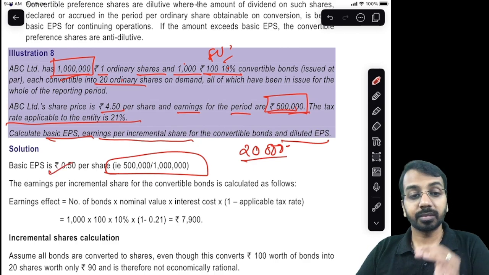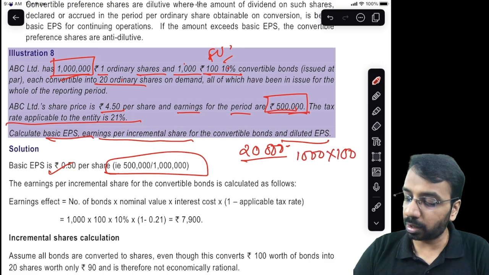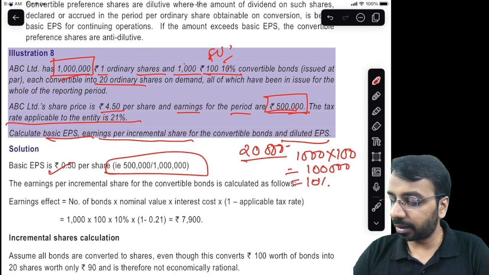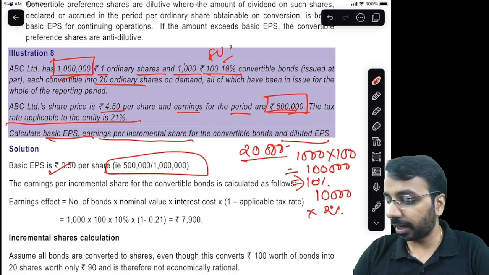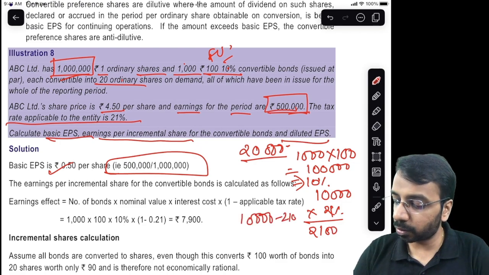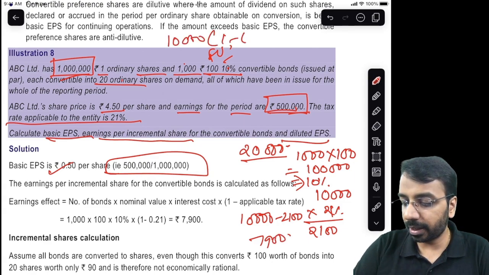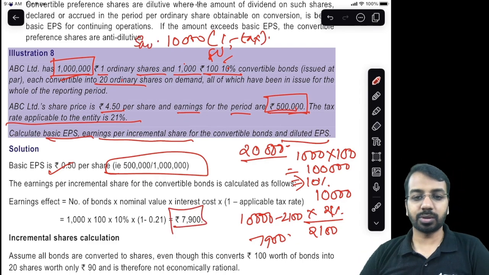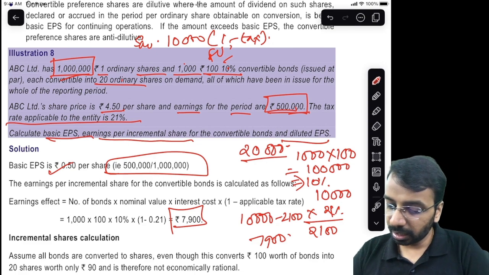Right. Now, what is the impact of conversion? See, we have 1000 bonds of 100 each, that is 1 lakh. On this 1 lakh, we pay 10% interest, that is 10,000. On this 10,000, we save 21% of tax, which is 2,100. So my net expense is 10,000 minus 2,100, that is 7,900. Or what you can do, 10,000 into 1 minus tax rate, you can directly calculate the savings. Now my savings are how much? 7,900. My savings are 7,900. Then what are they saying?